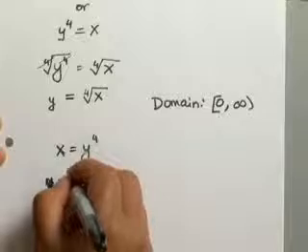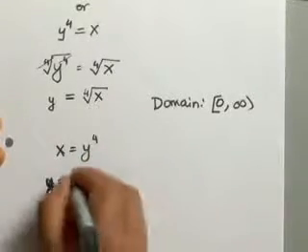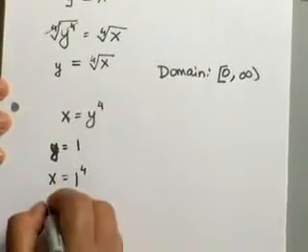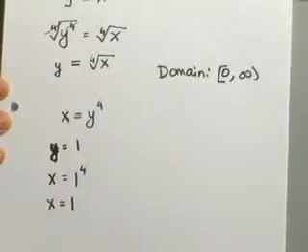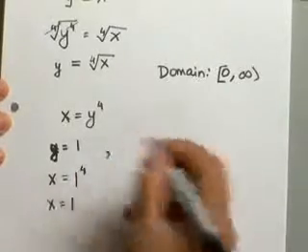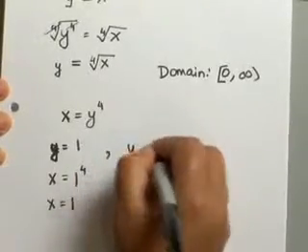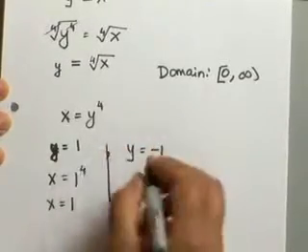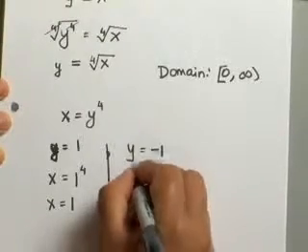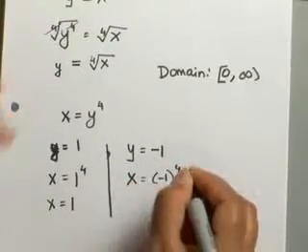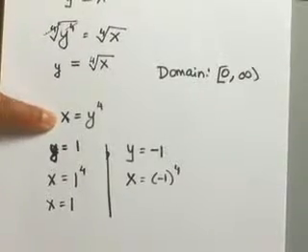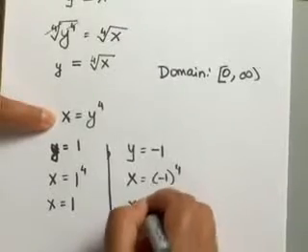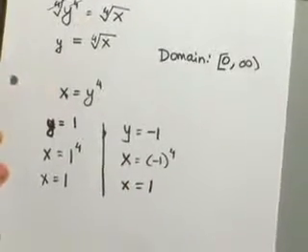Let's say y equals, I don't know, let's just use 1. So when you have y equals 1, you will have 1 to the fourth, which will be x equals 1. If you use y equals negative 1, you will see what happens. When you take x equals negative 1 to the fourth, and again we're just plugging it into our original equation here, negative 1 to the fourth will also give you positive 1.